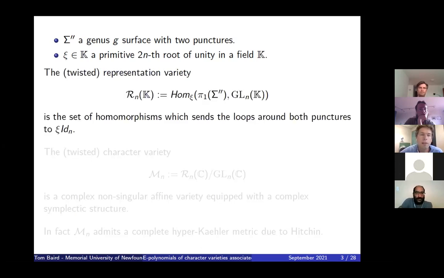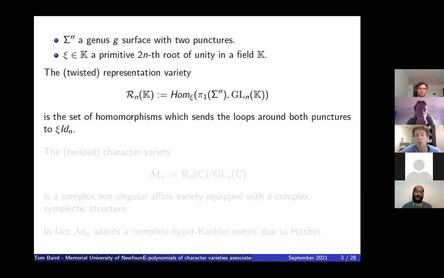And so given that data, we consider the twisted representation variety, R_n of K. And this is, as a set, the set of homomorphisms from the fundamental group of this punctured surface, two-manifold, to the general linear group of rank n over this field K. And you require that, say, positively oriented loops around each of the punctures are sent to the scalar matrix C times the identity I_n. Okay, so this is the scalar matrix corresponding to this 2n-th root of unity.